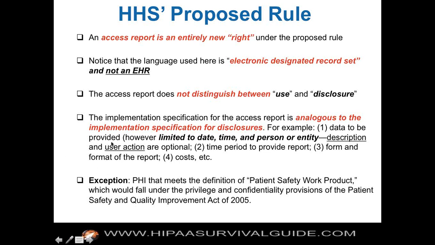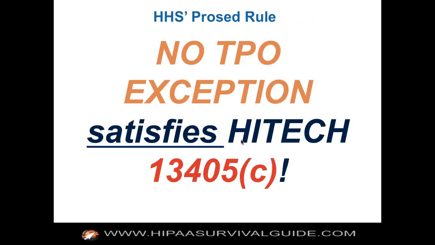The implementation specifications are similar to the specification for disclosures, however, limited to date, time, and person or entity description, and user action are optional. So this is HHS removing the description of the PHI, the action that the user took, the purpose, all that stuff is not required in the access report. So it seems clear, first of all, you should understand that there is no TPO exception here. So this really satisfies 13405(c). The access report is trying to satisfy this requirement.